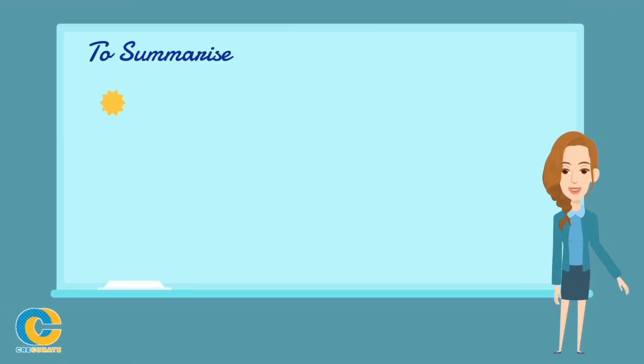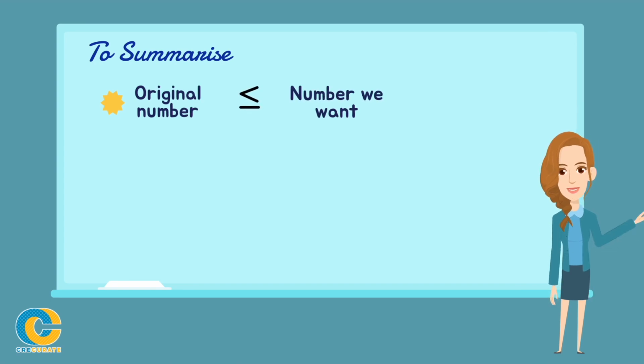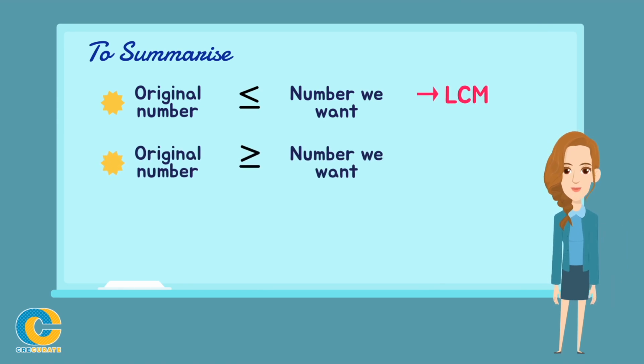To summarize, whenever the original numbers given are smaller than or equal to the number we want to find, the question is asking for LCM. When the original numbers given are larger than or equal to the number we want to find, then the question is asking for HCF.